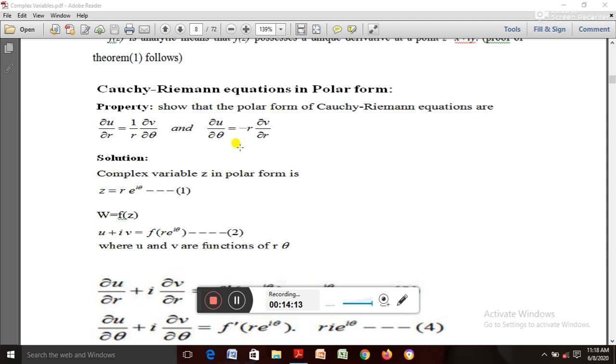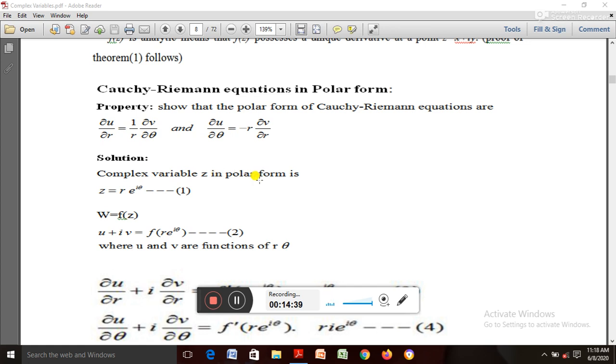So, if f(z) = u + iv, and the partial derivatives ∂u/∂r, ∂u/∂θ, ∂v/∂θ, ∂v/∂r exist, then we will prove that ∂u/∂r = (1/r) ∂v/∂θ and ∂u/∂θ = -r ∂v/∂r.